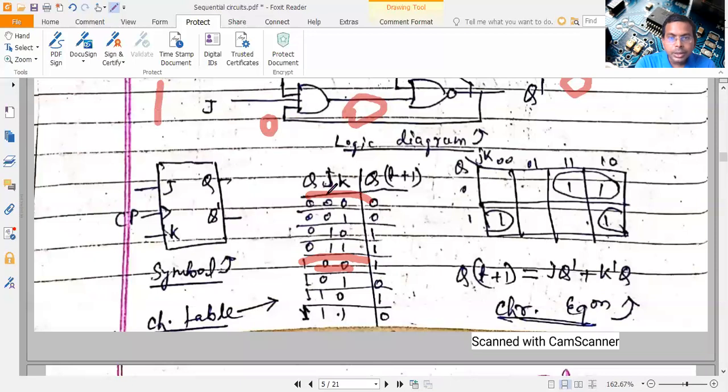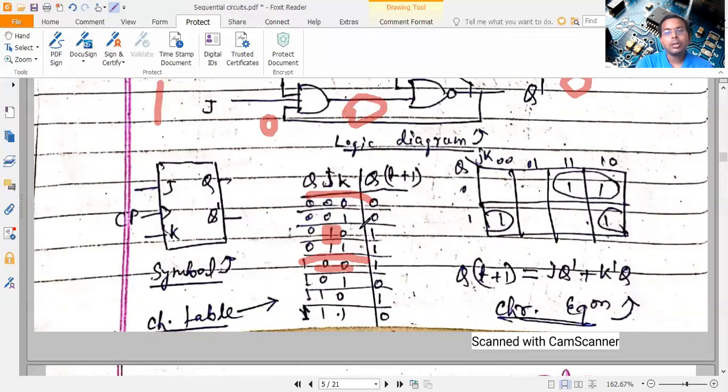If J is 1, so J is 1 here and J is 1 here. In both cases, see the output is 1. Whenever J is 1, output is becoming 1. Whenever K is 1, output is becoming 0. But when both J and K are 0, 0, the output is not going to change. So it follows the previous Q.